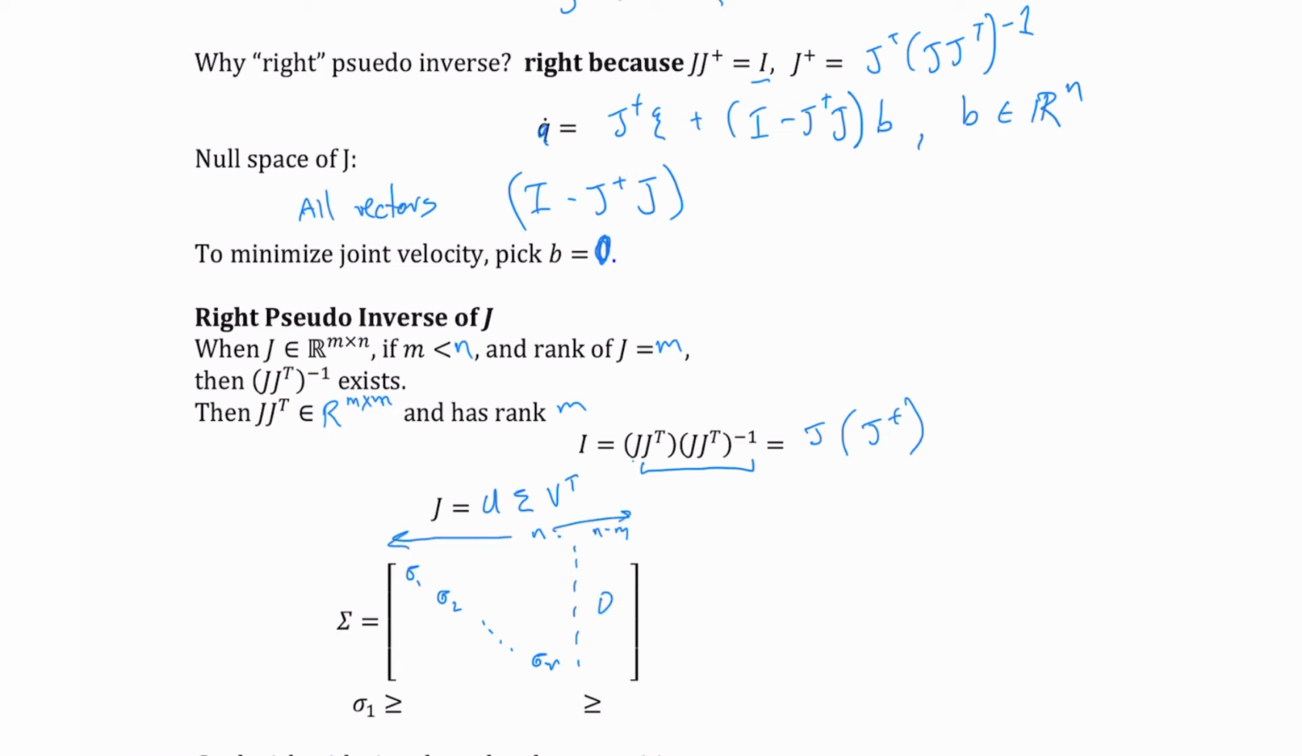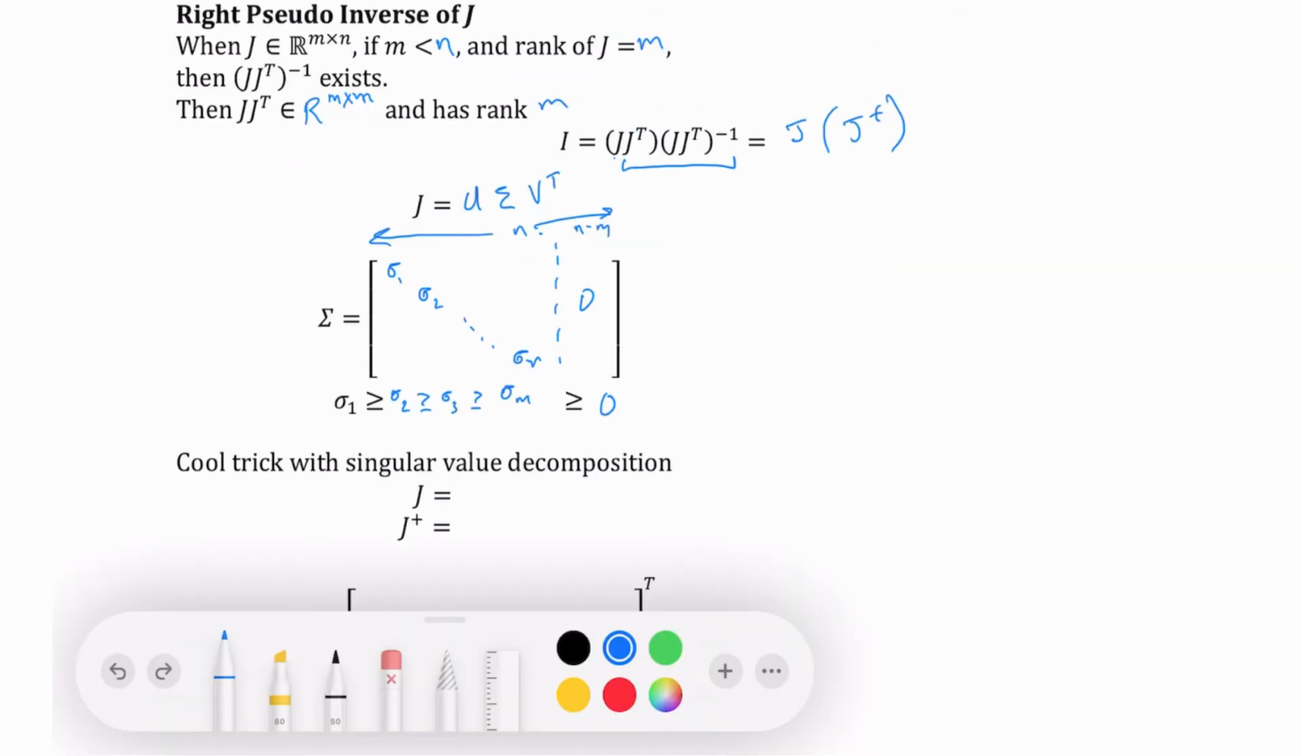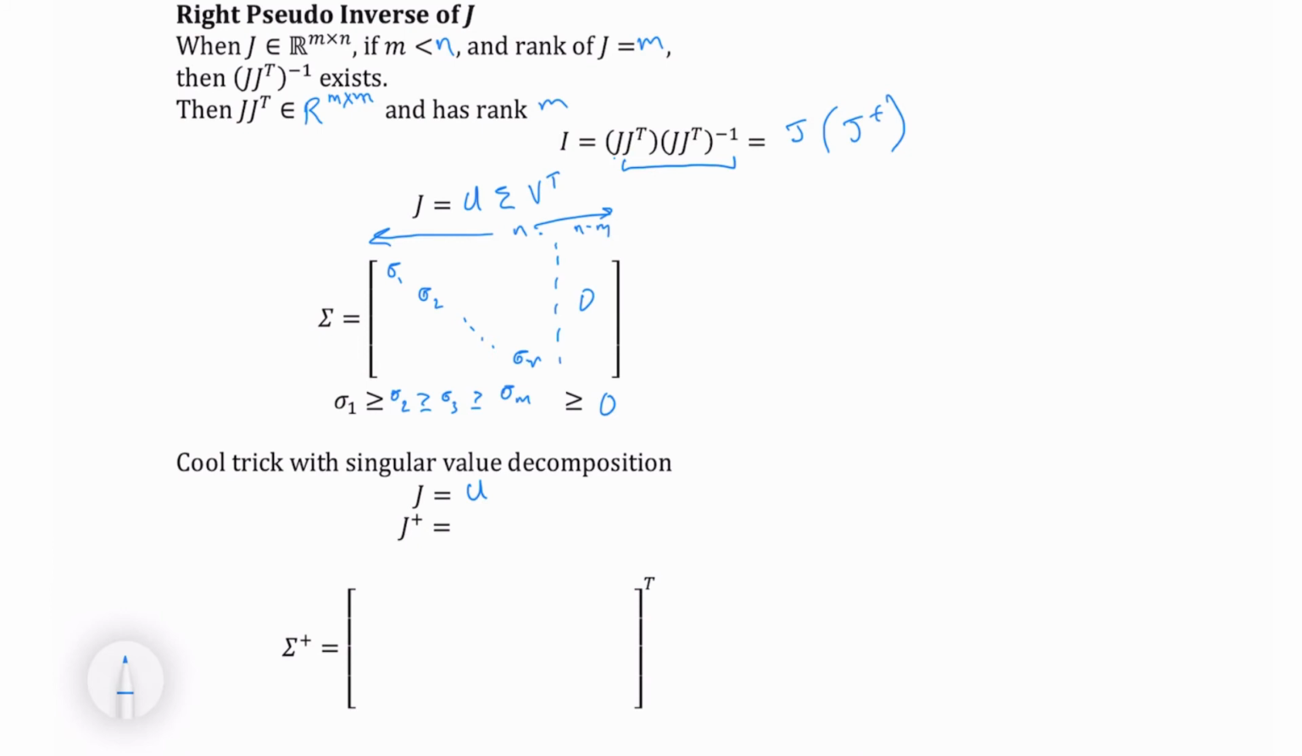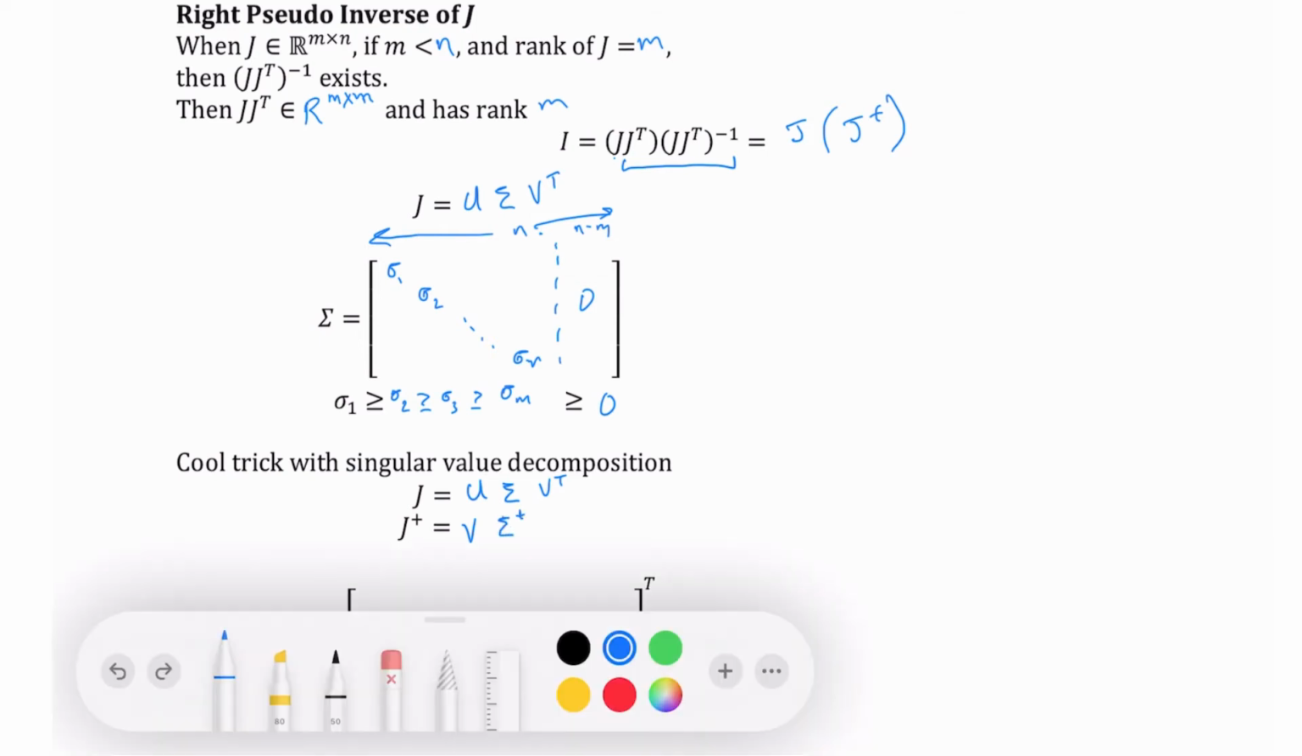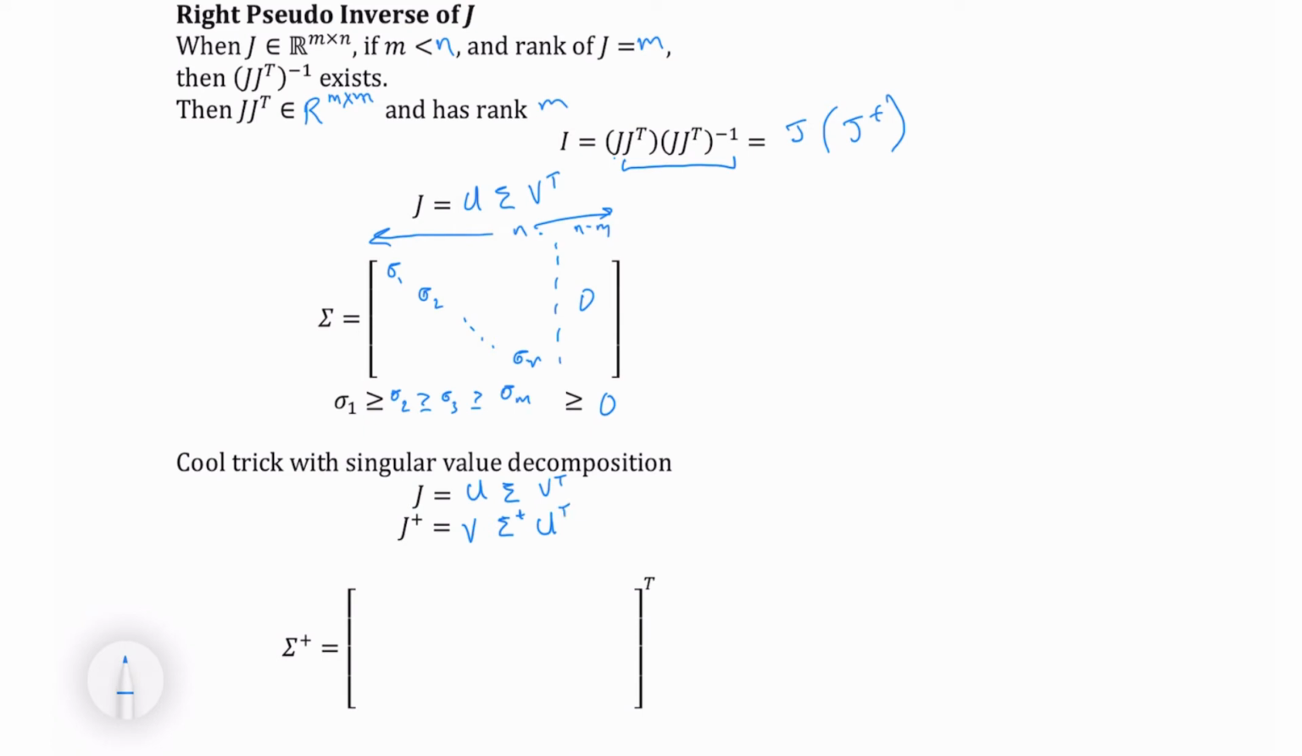So we've just got a bunch of zeros in this last column. And these singular values are arranged in such a way that they decrease in value: sigma 1 is greater than or equal to sigma 2, greater than or equal to sigma 3, greater than or equal to sigma m, which is greater than or equal to 0. So our Jacobian has our singular value decomposition of U sigma V transpose. Our pseudo-inverse is a very similar form. It's going to have a V first, that same V. It'll have a slightly different sigma plus here, and then it'll have my U transpose.